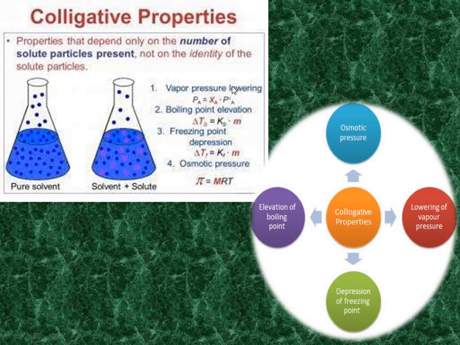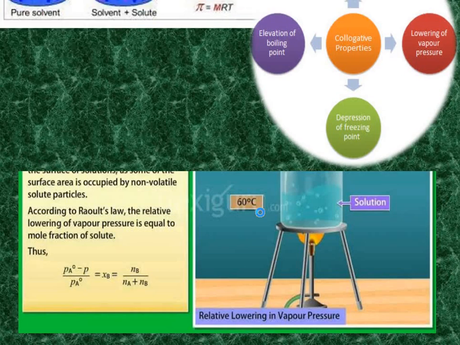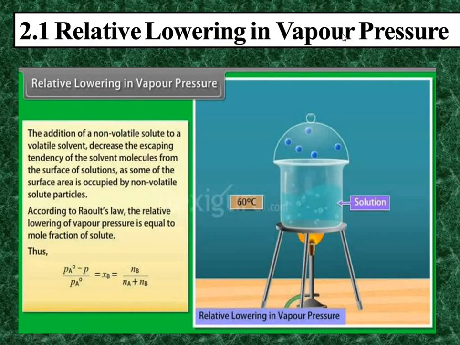So the first property is lowering of vapor pressure, second is elevation of boiling point, third is depression in freezing point, fourth is osmotic pressure. We will discuss one by one. The first property is relative lowering in vapor pressure. Firstly, for that we have to know what is vapor pressure. Vapor pressure is the pressure generated by the vapors when the liquid or a solvent is heated. The relative lowering in vapor pressure means the vapor pressure of the solvent gets reduced when we add solute to a solvent. So this is a formula which is given by Raoult's law, or we can derive from Raoult's law what is the relative lowering in vapor pressure.